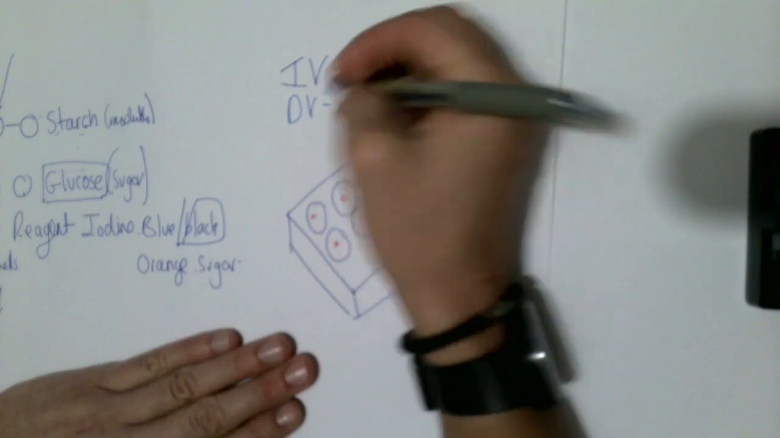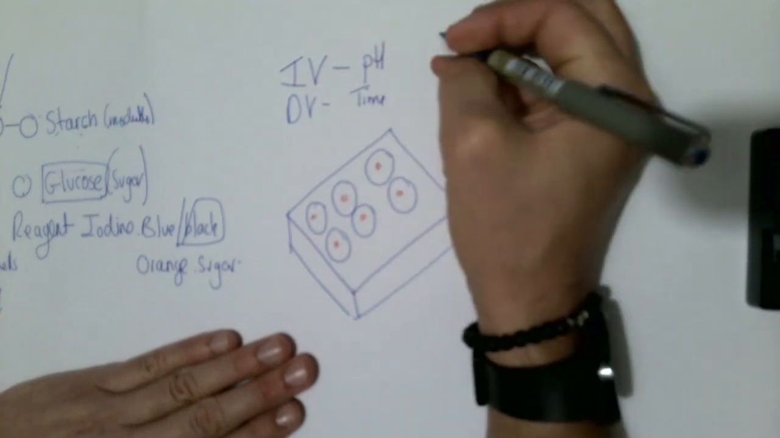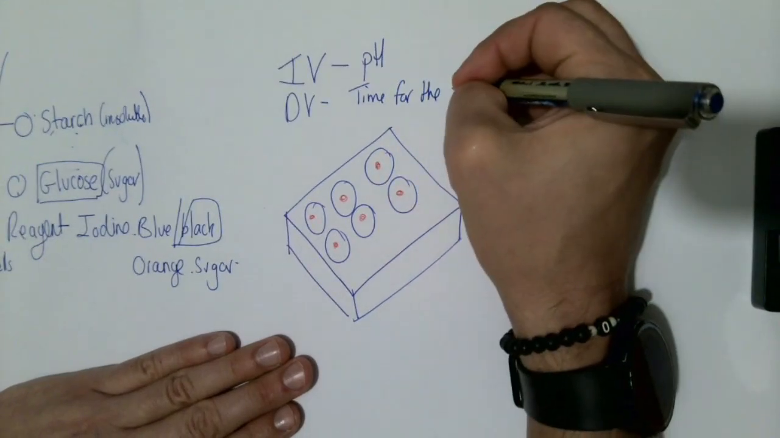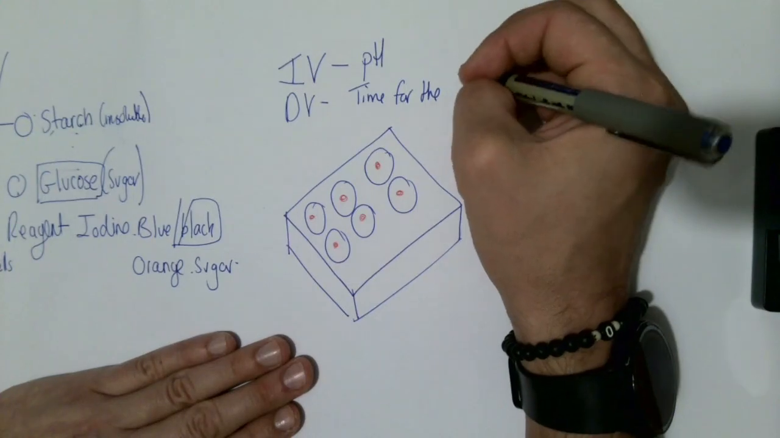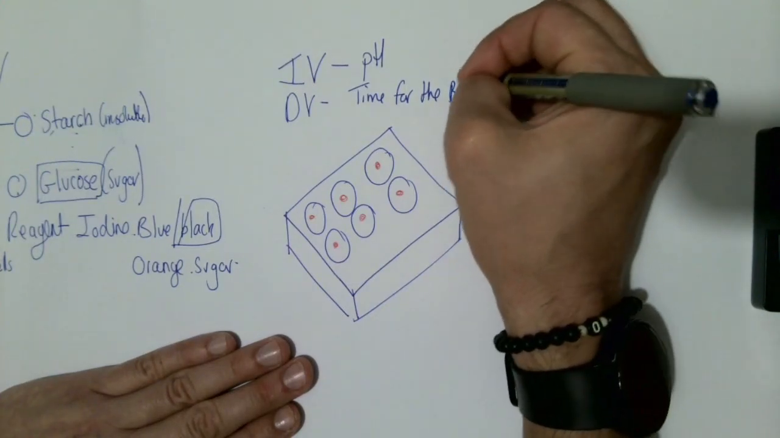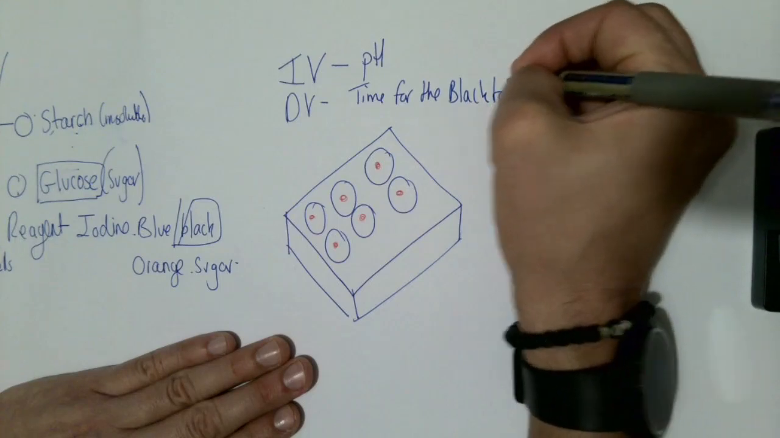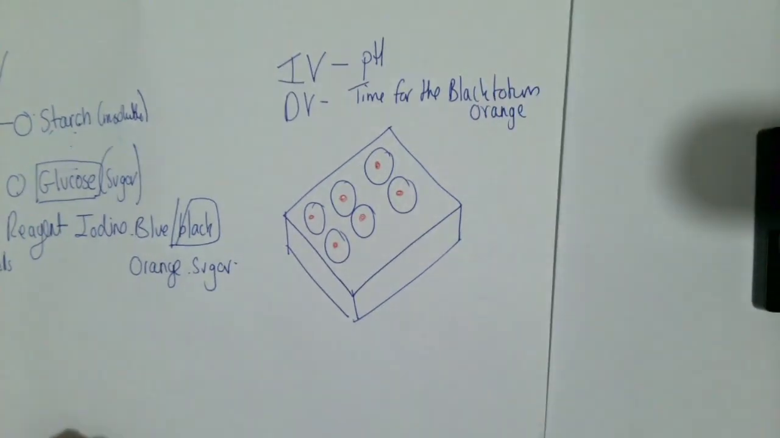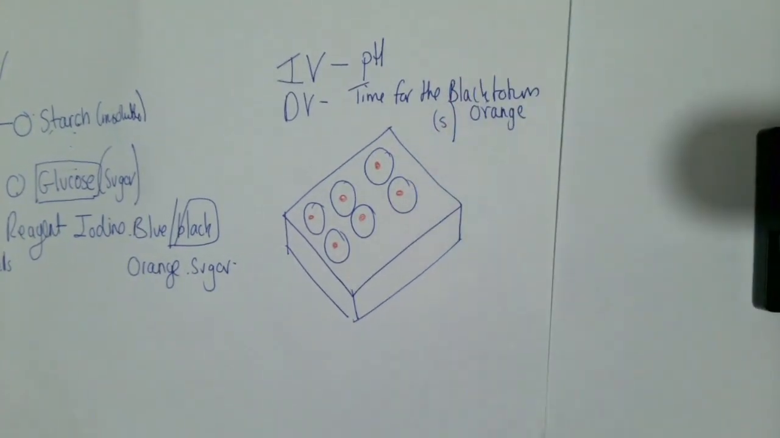What are we going to measure? We're going to measure the time for the starch, which will be black, to turn orange. When it's turned orange, there's no starch present. So we'll do seconds for that.